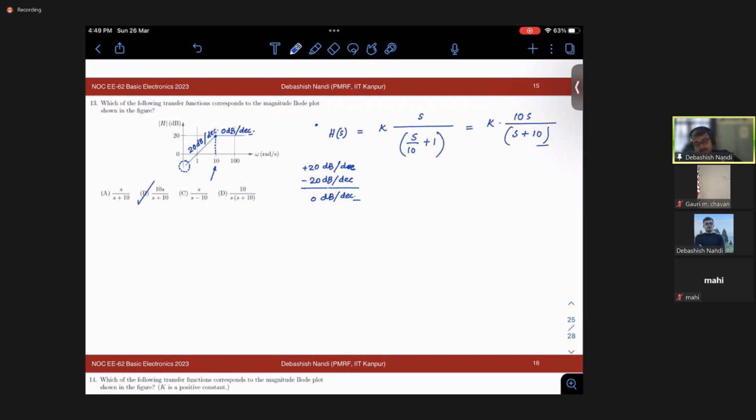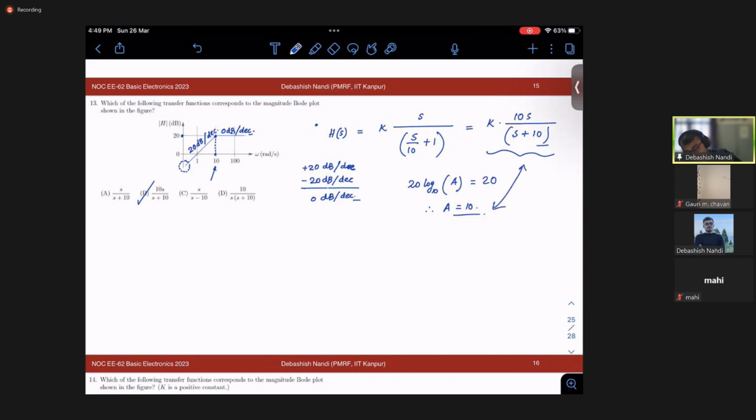That you can calculate from the DC gain or the gain at any frequency, right? It is 20 dB at 10. How will you calculate that? You simply take 20 log of the gain equal to 20, right? That means your A is 10. So this gain is 10. Then you have to calculate the gain here and equate it to this, right?